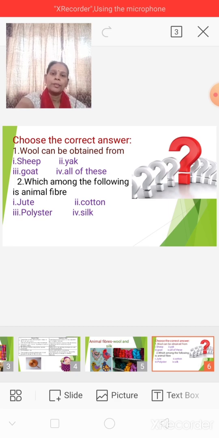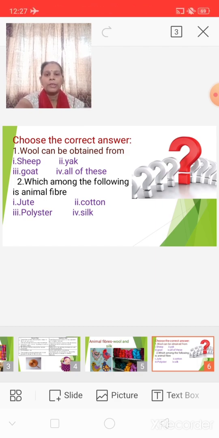Here you have the first question: choose the correct answer. The first question is, wool can be obtained from. Four options have been given and you have to go for the one among all which is correct. The options are sheep, yak, goat, all of these. I hope you understood. Here the answer will be what? All three are wool yielding. So, the fourth one, all of these.